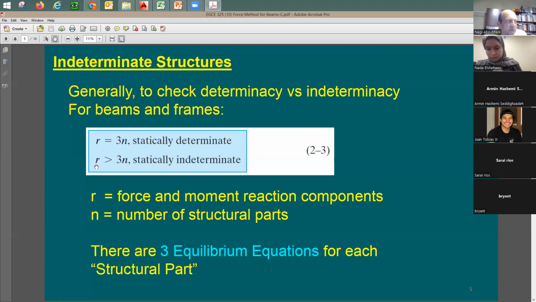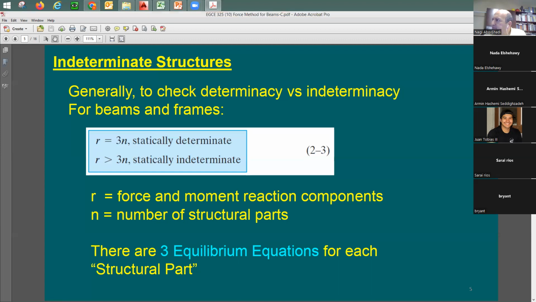If the number of reactions, which means unknowns, is more than equations, it means indeterminate. And the degree of indeterminacy is equal to R minus 3n. We went through this already. Can I give you some examples? I have a couple of examples that I'd like to show.